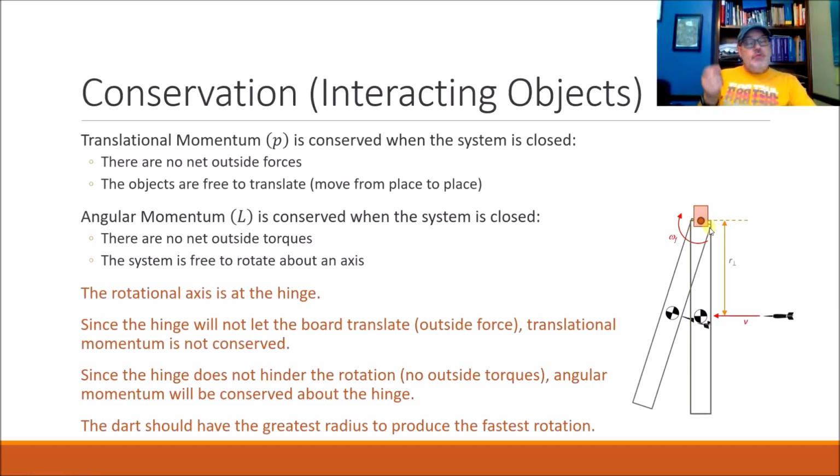Okay? So if the dart hits up here at the hinge, then it won't rotate and it won't translate. The farther down the dart goes down the board, down at the end, the more it's going to rotate. The greater radius we have here, the more angular momentum we start with because we have the same mv for the dart, but a bigger perpendicular radius. So that will mean a bigger rotational speed for the board afterwards.